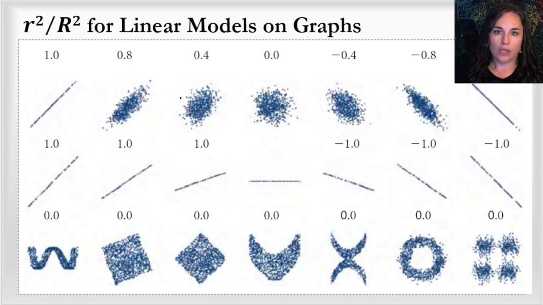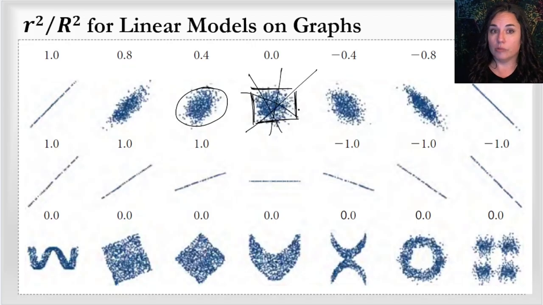1 and 0.8. You can see that 0.4 has much more scattered data. There's 0. There is no correlation there. It is just as wide and just as tall in both directions. There's no correlation. Any line through there is going to be just as good of a predictor. There's no correlation there to any line.